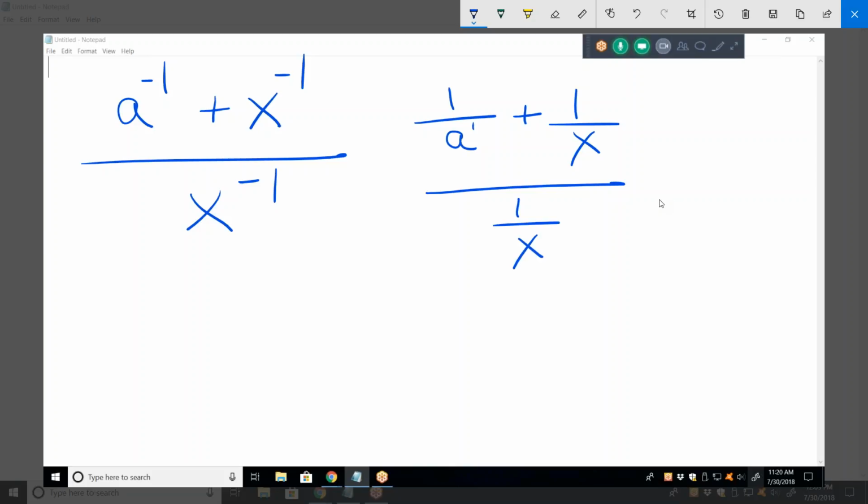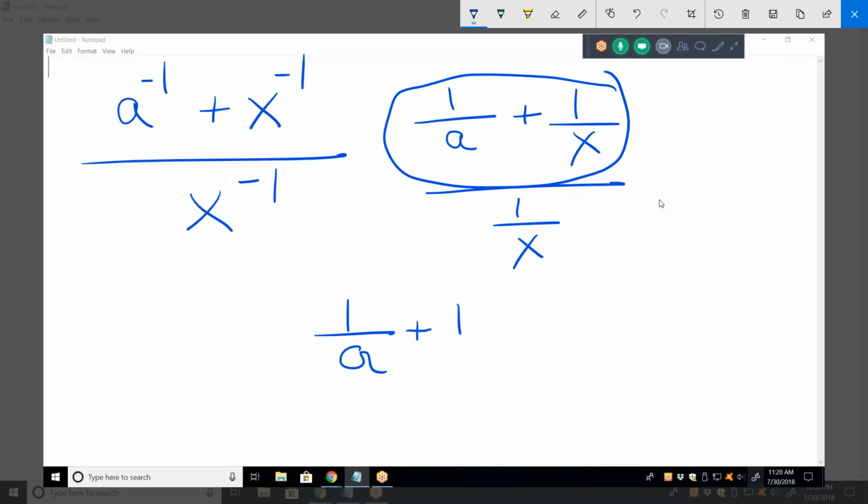Correct. Now, it may look like we've made it more complicated, but at least now we have a way of doing it. I know how to add those two fractions. Now, do I have to add those two fractions and go to the trouble of finding a common denominator? No, because the bottom is a single quotient. So how do I divide by a fraction?